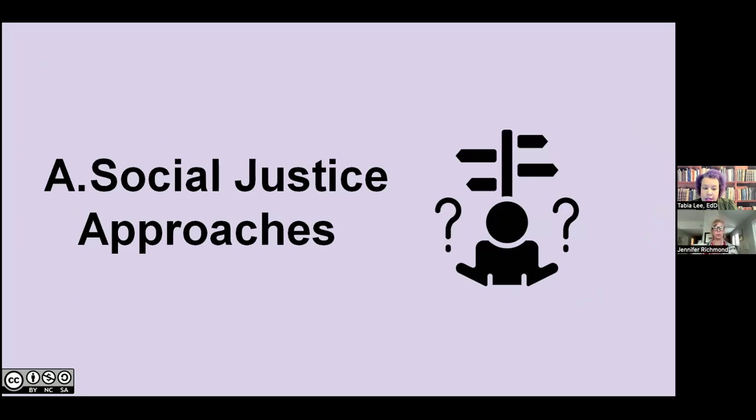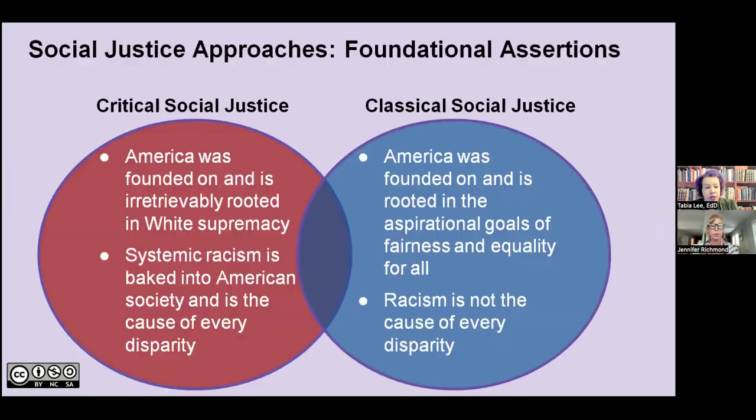So first, I'd like to touch on social justice approaches so that we're all understanding the various approaches that can be used and the ideologies that are underlying. So there are some different foundational assertions that you may be using depending on which approach to social justice that you're taking in your classroom, in your learning environment, in civic environments, in training environments.